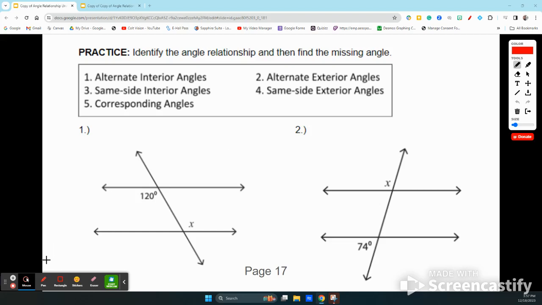Hi. So in this video, I'm just going to go over how to set up the problems for pages 17 and 18. So first, we're going to be identifying the angle relationships.